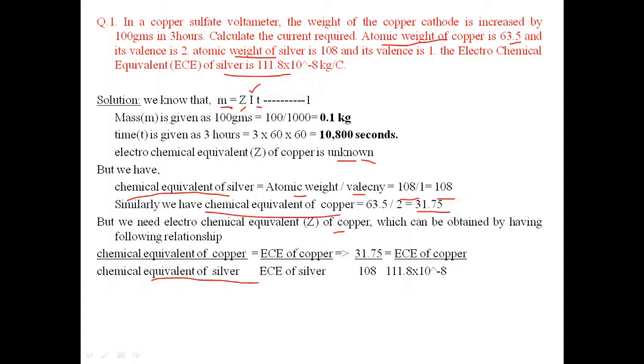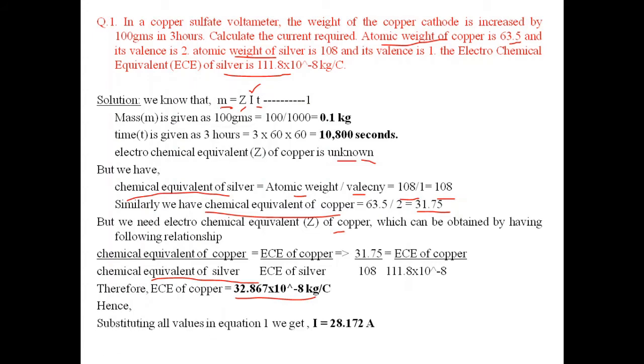Once you find the ECE of copper, you can substitute here and get I. That's what we have done here, 31.75. Substitute those values and get the ECE of copper, which is so and so, 10 to the power of minus 8 kg per coulomb. So we got Z. Substitute this in equation 1.